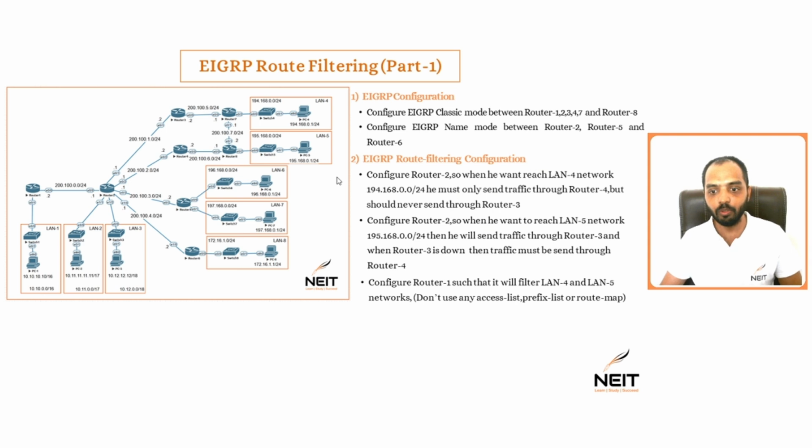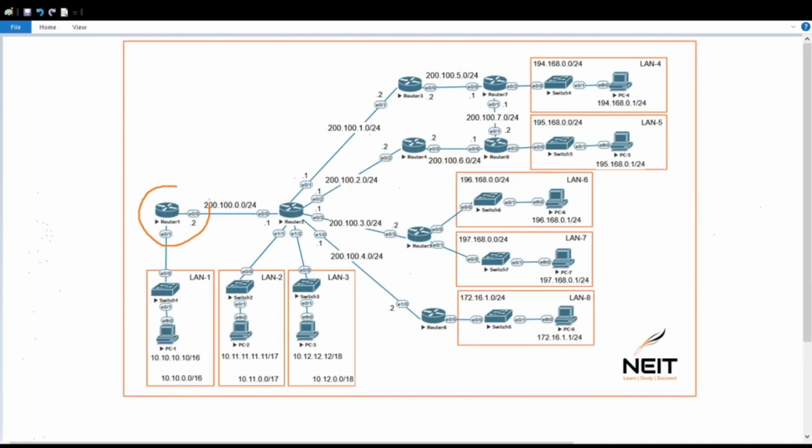Now after that we have to configure router 1 so that it can filter the LAN 4 and LAN 5 network. But when we are configuring the route filtering on router 1, we are not allowed to configure the access list, prefix list and route map. So the task is saying that router 1 has to filter the LAN 4 and LAN 5 network, but for that we are not allowed to configure the access list and prefix list.